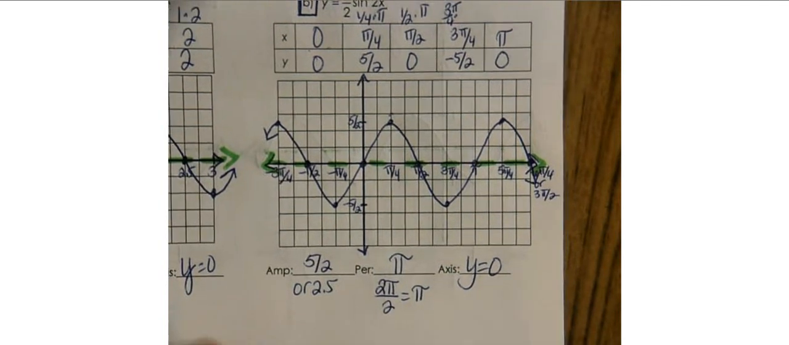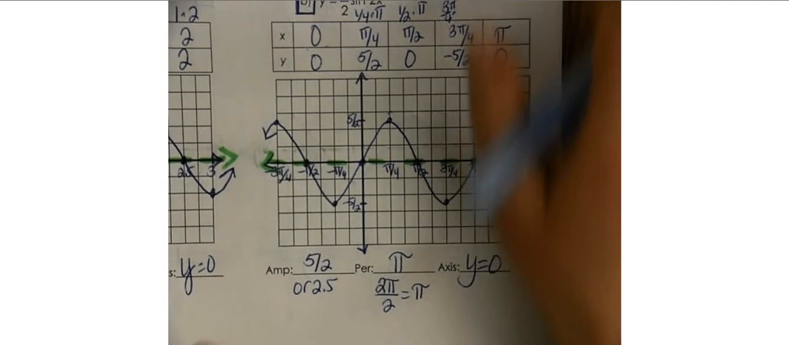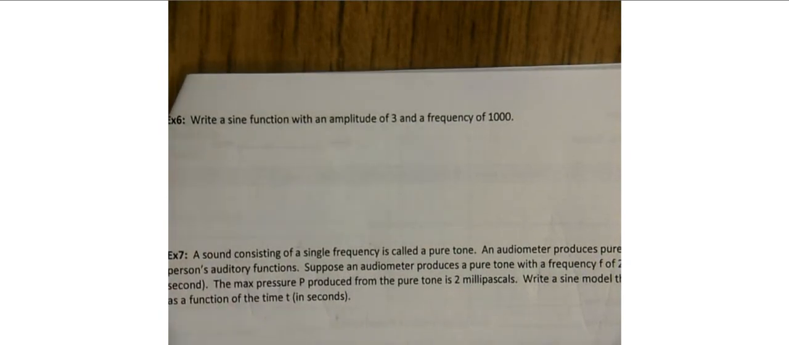So hopefully you got all of those correct. We have 2 more examples and then we are finished with this lesson. All right, so here's example number 6. Example number 6 says, write a sine function with an amplitude of 3 and a frequency of 1,000.